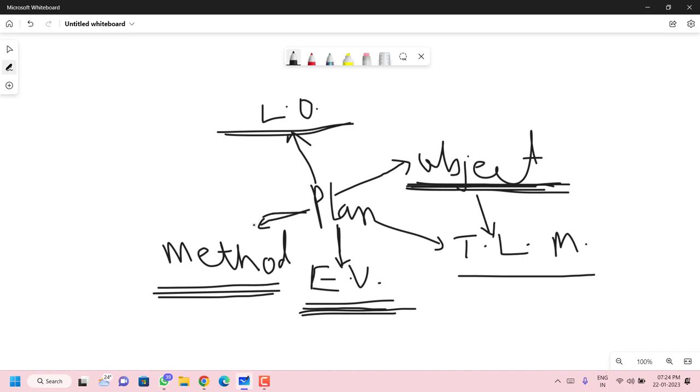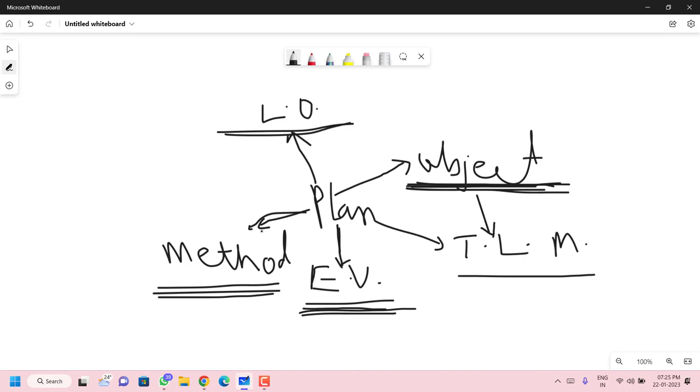And when I talk about the method, the method should also give them the opportunity to observe and have hands-on experience. So we have seen that one objective is affecting everything. Similarly, I am talking from a method point of view, about how the method can affect the other things.